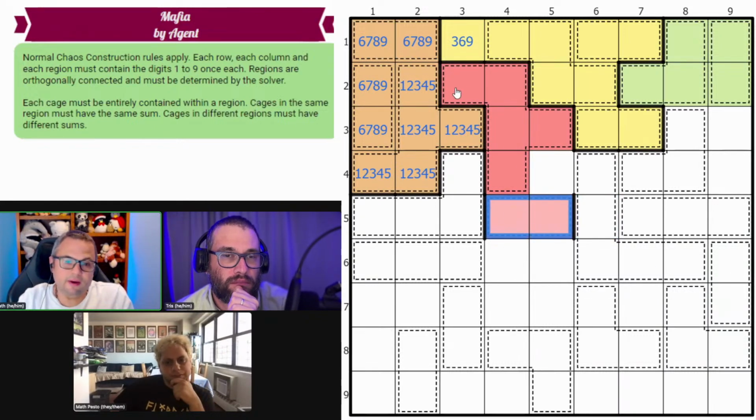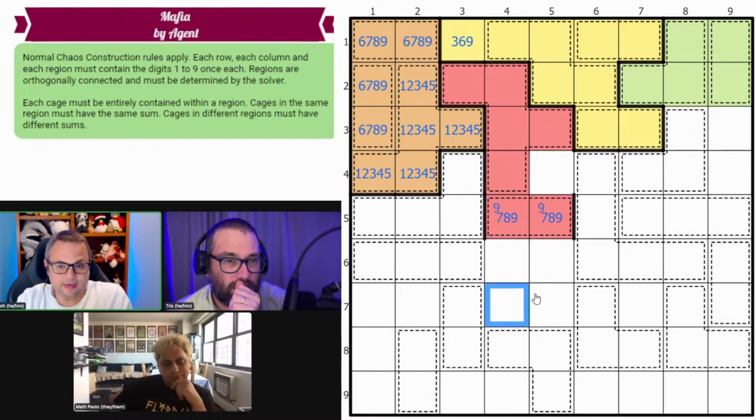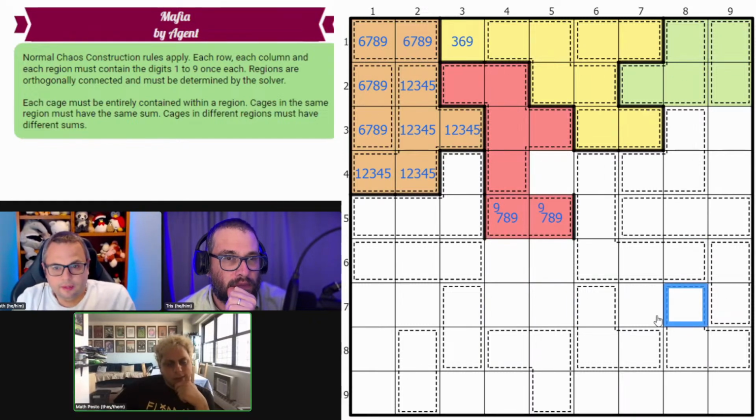Todd points out now this sum is 16 or greater. So in fact, it's 16 or 17 are the only options. So this is from 7, 8, 9, and definitely has a 9. Very nice.